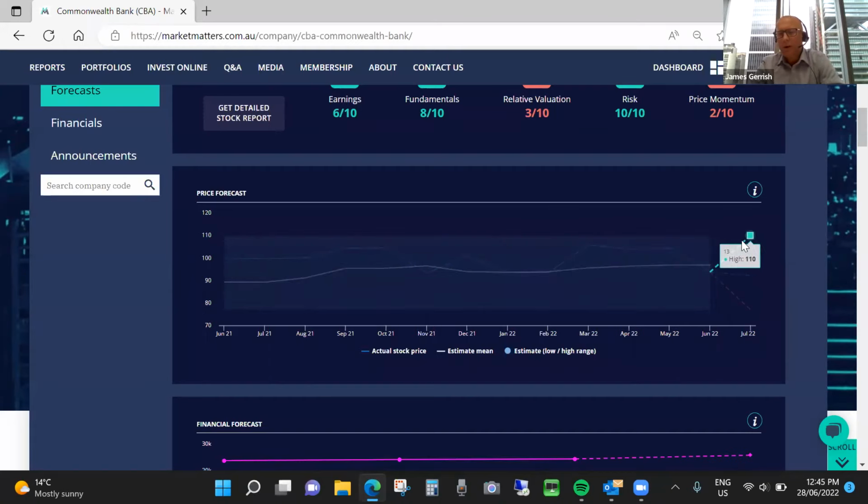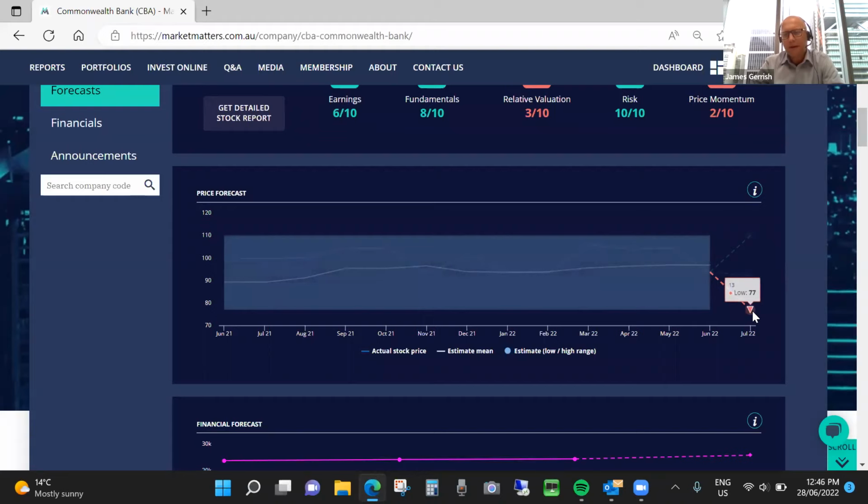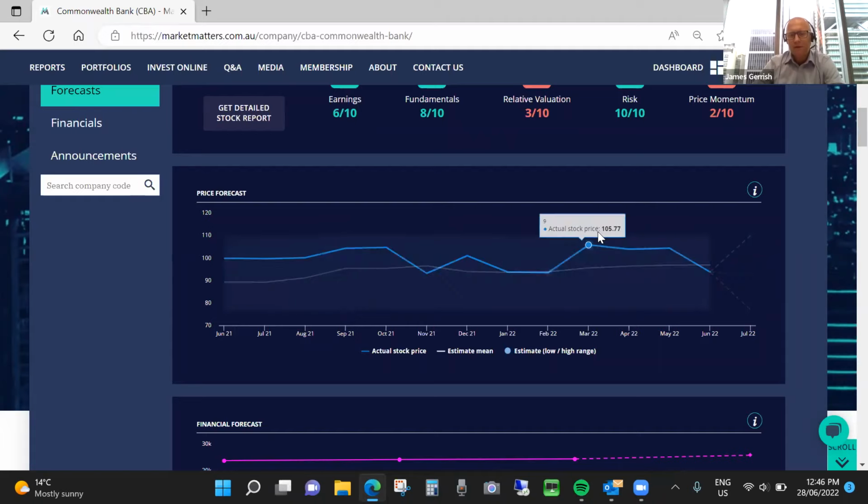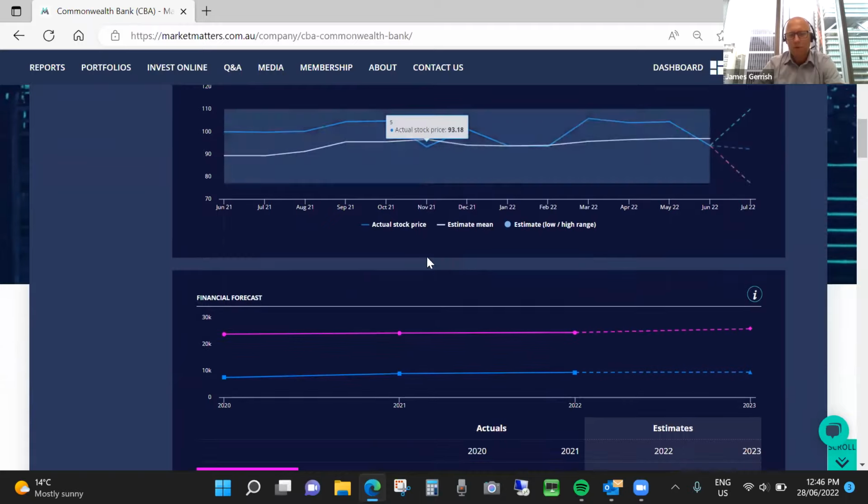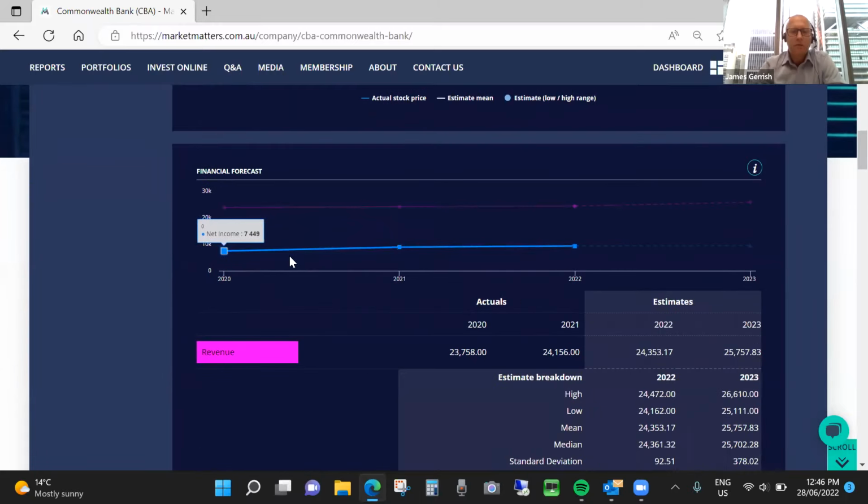We then look at where analysts expect CBA. I showed you this before. The mean is $92.20, the high is $110, and the low is $77. So it plots the variance in analyst expectations in this window, which I think is really important. We then go into some financial forecasting.